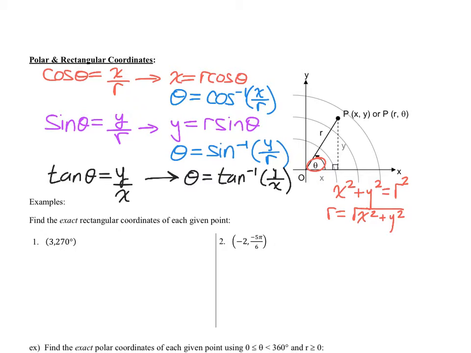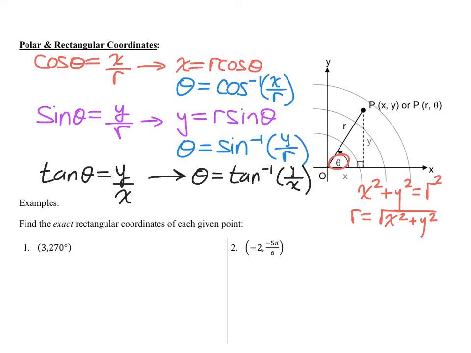Find the exact rectangular coordinates of each point. So if we're looking for rectangular, what we're given is polar. Based on the form, it makes sense because they have a degree measure in there. So I have an r and a theta. I need an x and a y. I have an equation where x is all alone on one side: x is equal to r cosine of theta. And I have one for y also: y is equal to r sine of theta.